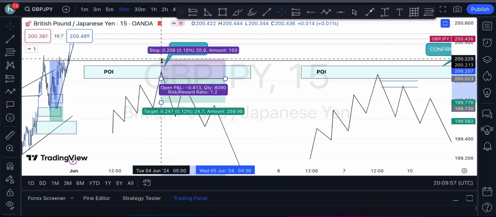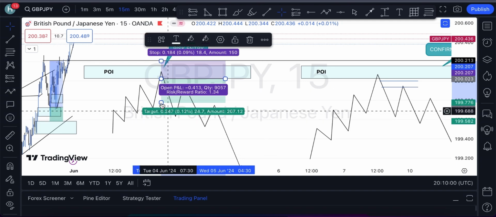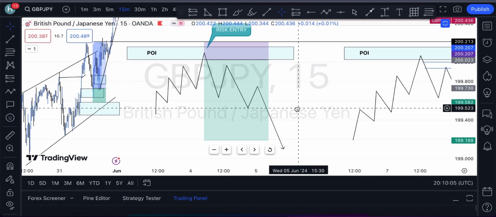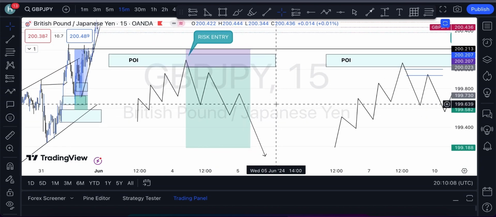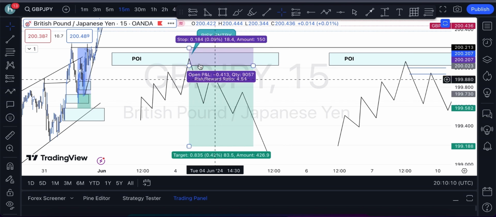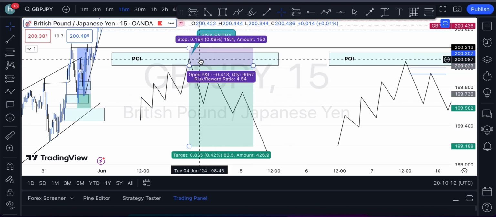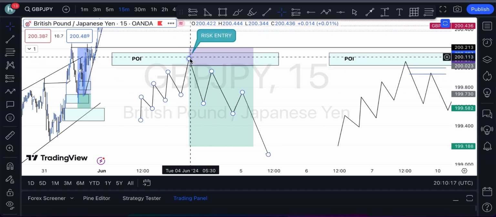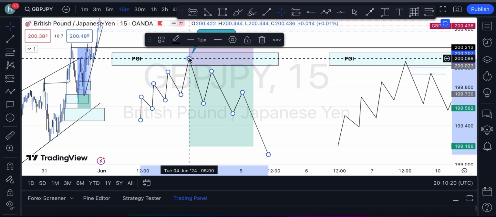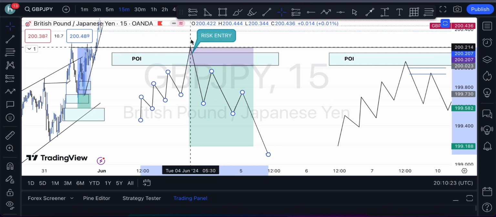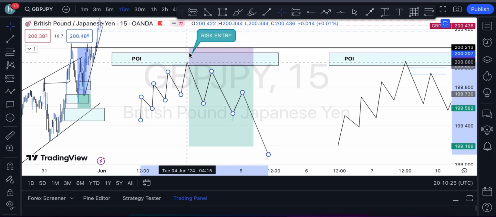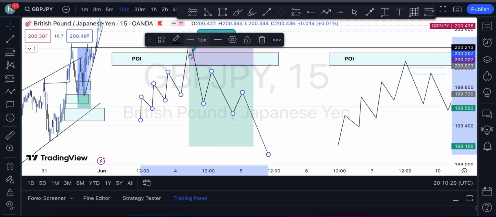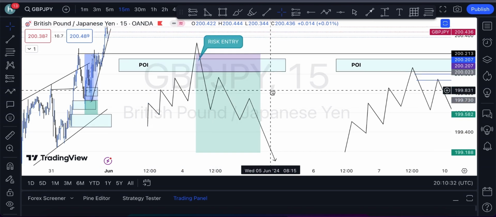So you put your stop loss right above your POI, and then your target depends on the chart. Why this risk entry is risky is because while price is creating a series of higher high, higher low, and price gets to your POI, price can choose to clear you out. It can choose to go outside your POI and then come back, or just continue going up. We don't know.